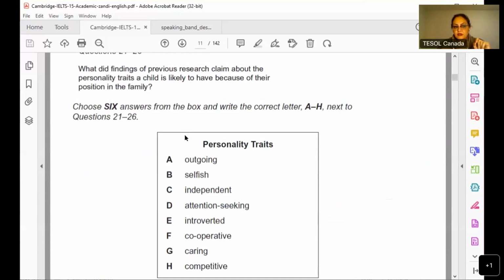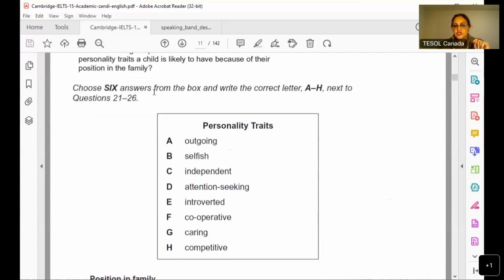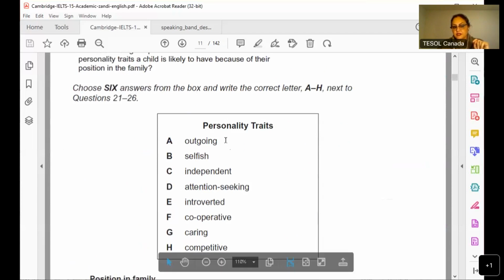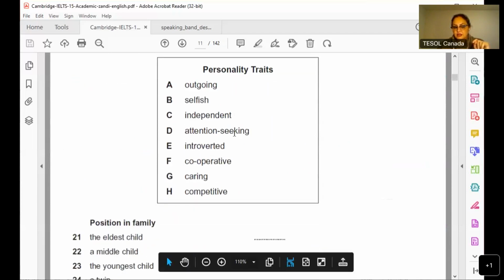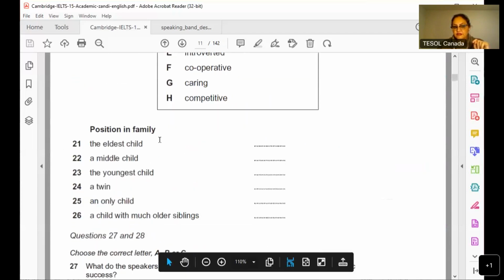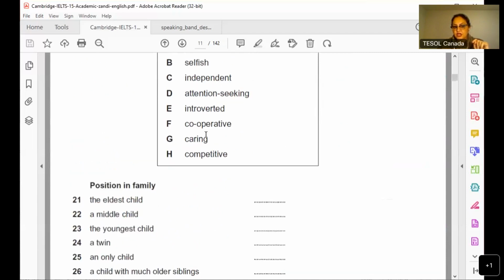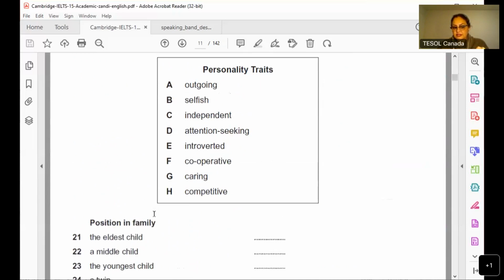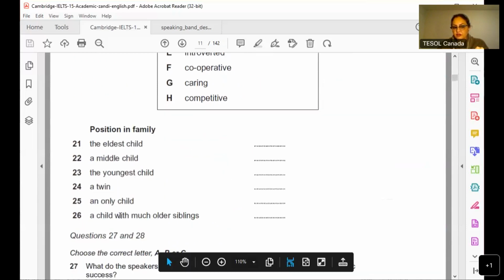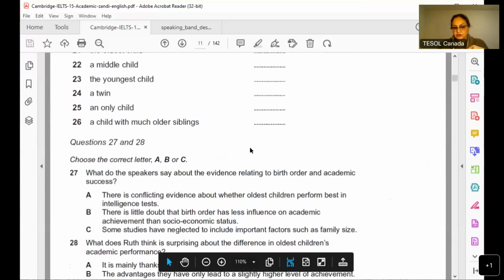Part 3, what did the findings of previous research claim about the personality traits a child is likely to have because of their position in the family? Choose 6 answers from the box. Okay, position in the family, the eldest child, so they have to choose one of them. They have to study this and then look at it very quickly, then take notes.